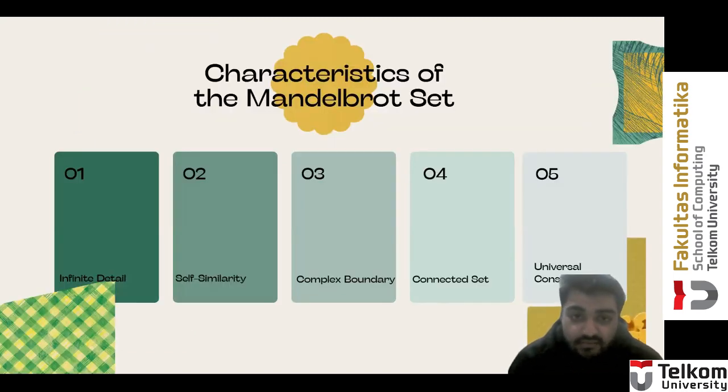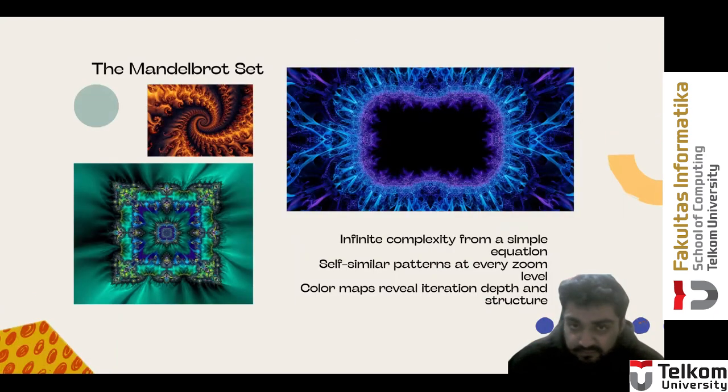So let's look at some of the characteristics of the Mandelbrot set. It has infinite detail. It proposes self-similarity. It has a complex boundary which cannot be detected.